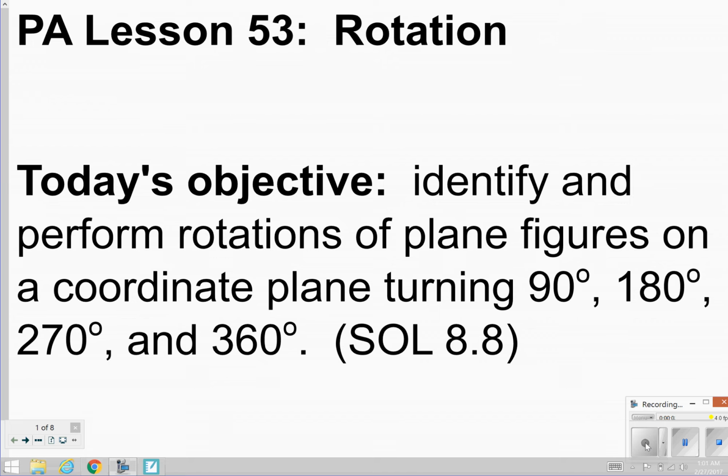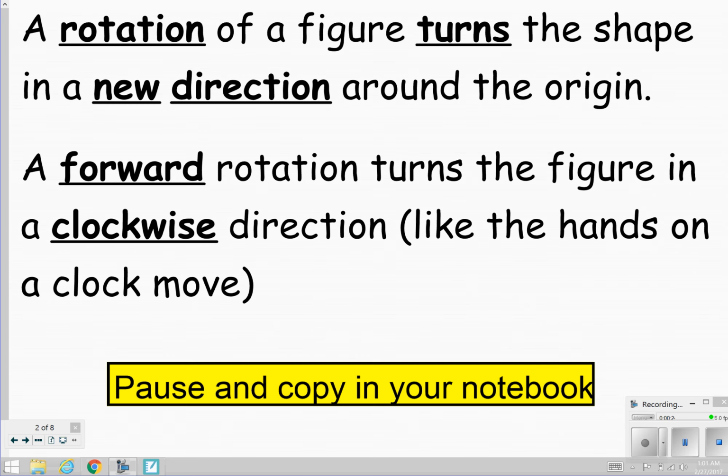Hi, this lesson is on rotations. It is how we are going to take a plane figure on a coordinate plane and turn it into different directions: 90 degrees, 180 degrees, 270, and even 360 degrees around the coordinate plane. Let's get started. A rotation of a plane figure turns the shape in a new direction, again around the origin.